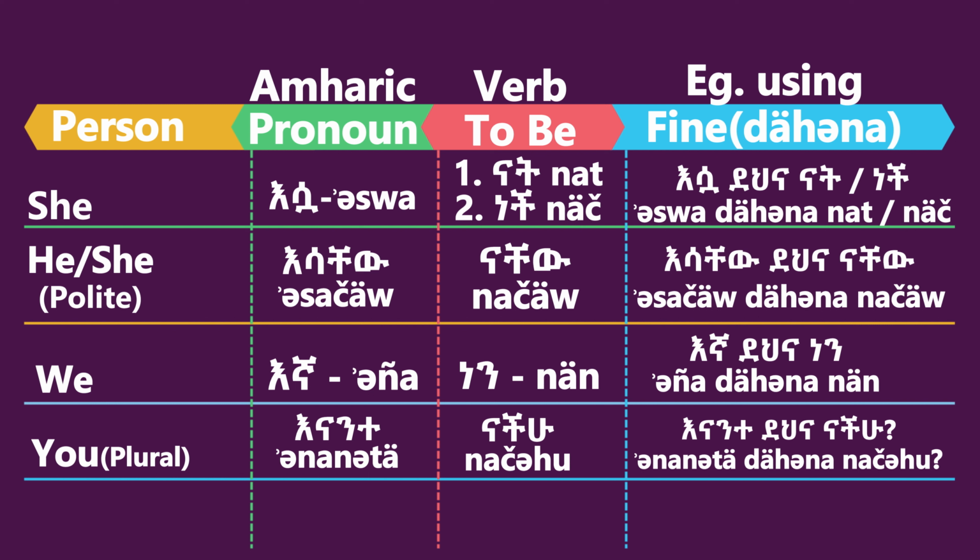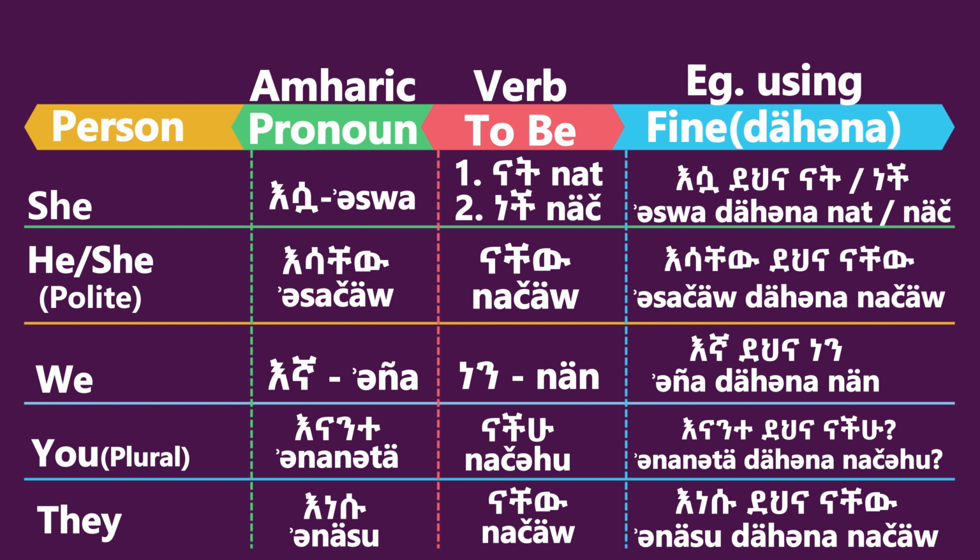The last Amharic pronoun is እነሱ, which is equivalent to the English pronoun they. In this case, the Amharic verb መሆን will be ናቸው. Example, እነሱ ደህና ናቸው, which translates to they are fine. By now, I hope you understand how pronouns are used in Amharic greetings.